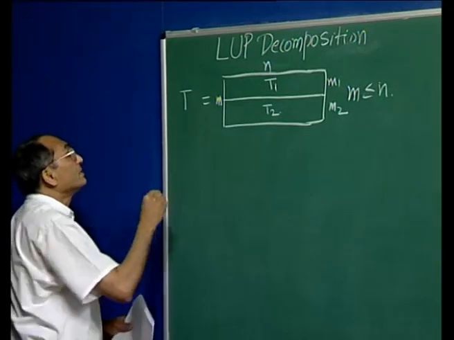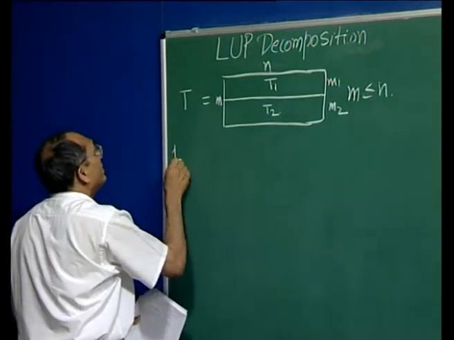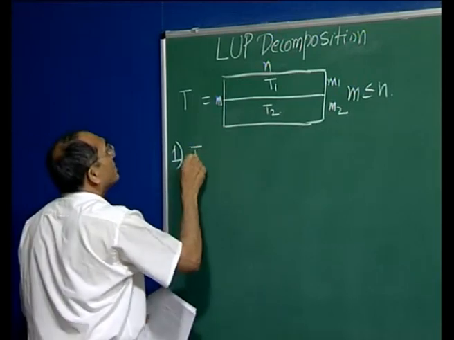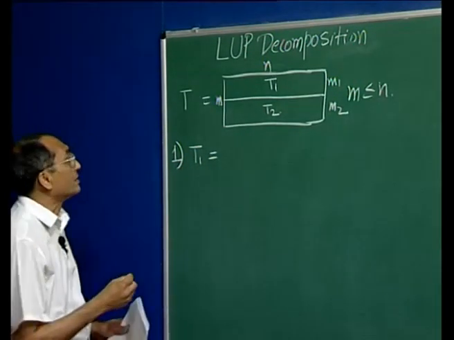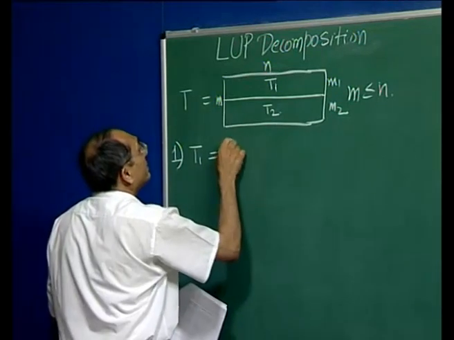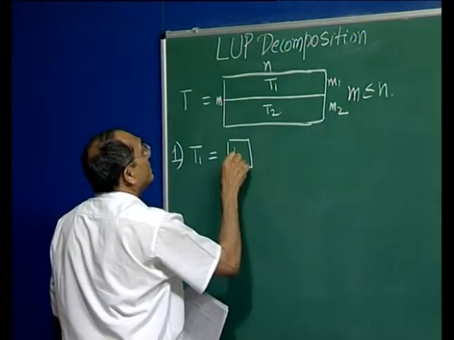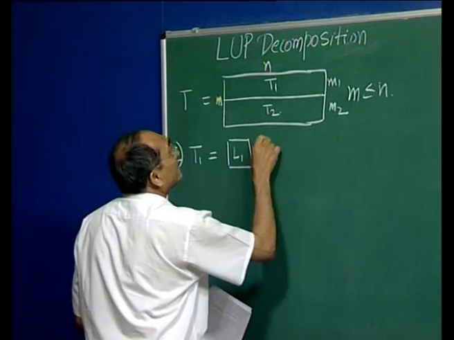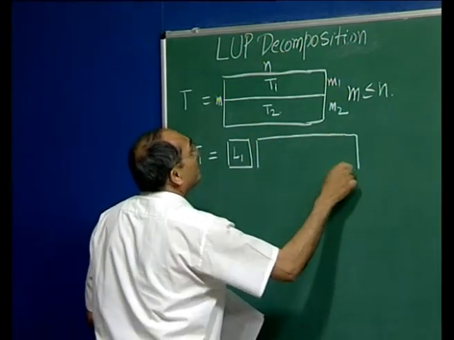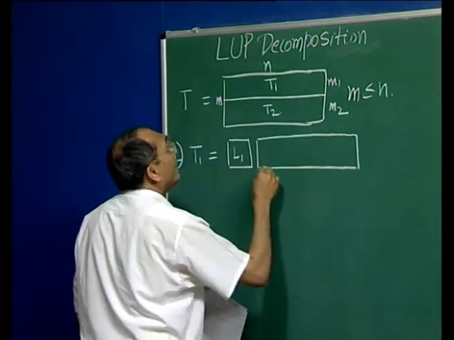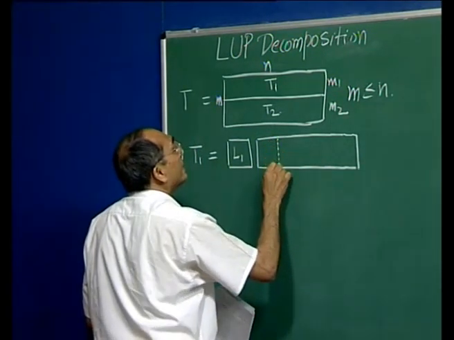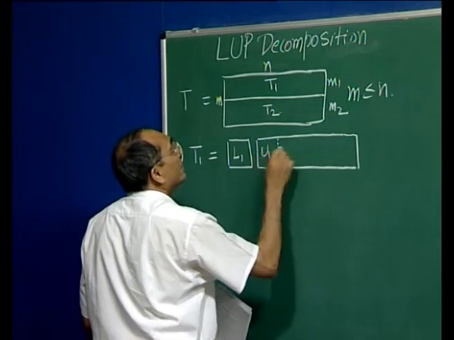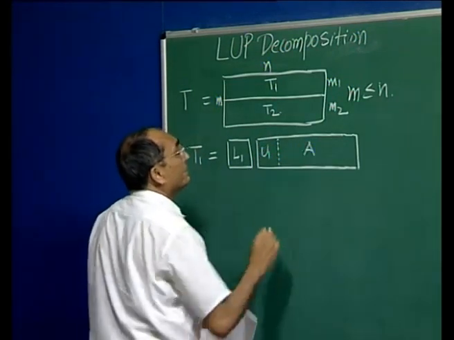So, let us suppose in step 1 we perform the LUP decomposition by recursive call of this algorithm, and we get the lower and upper triangular matrices. So, I am going to, in this case, call this as U1 and the rest of the matrix, submatrix as A.